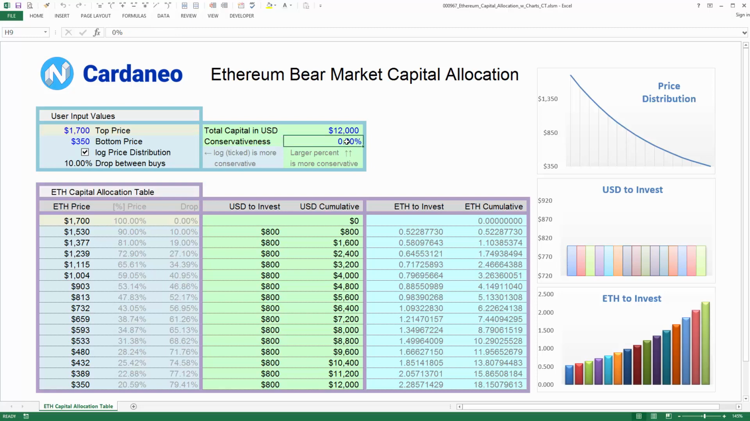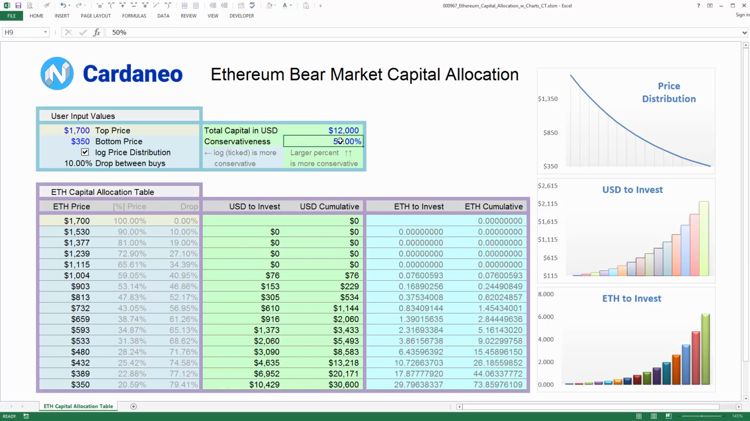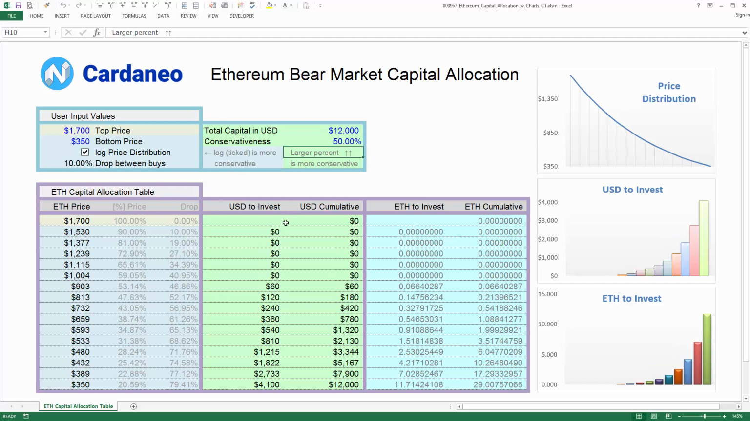If you want to be even more conservative, you can increase this percentage number as much as you want to. Let's say 20%. Very small purchase at the top, much larger purchase at the bottom. 24 Ethereum coins accumulated. Let's try 50%. Well, now these purchases are so small that they're basically zero.